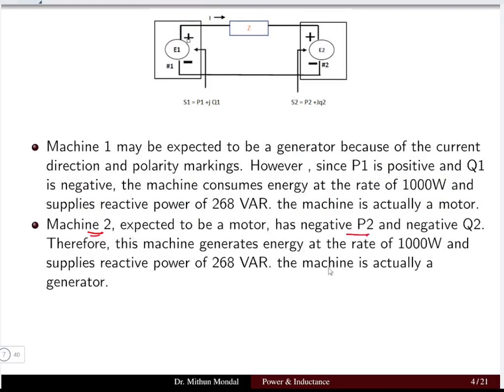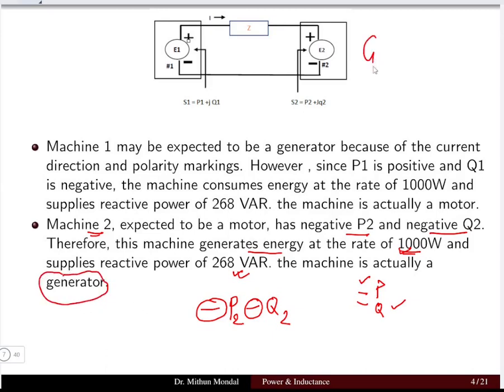Machine 2 has a negative real power, and it also has a negative reactive power, minus Q2. The machine is generating energy at a rate of 1000 watt. Since it is negative, it is generating the real power of 1000 watt, and it is also supplying a reactive power of 268 volt ampere reactive. Both the P value and the Q value are negative, and hence it is delivering the real power and the reactive power, both. Hence we can say that machine 2 is basically a generator.